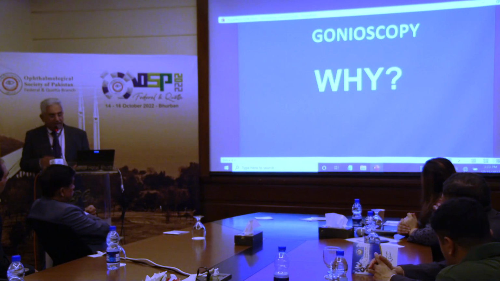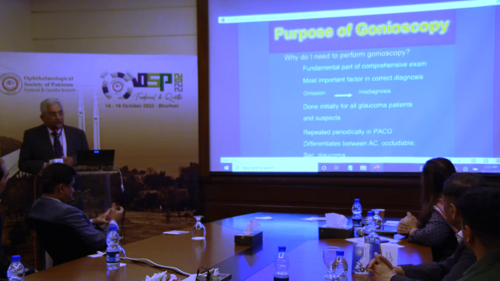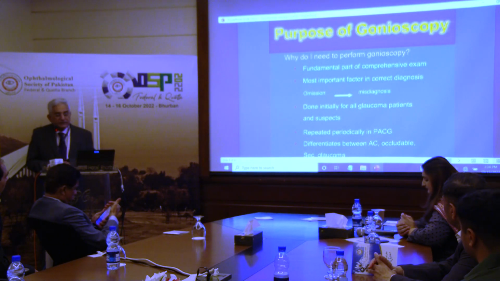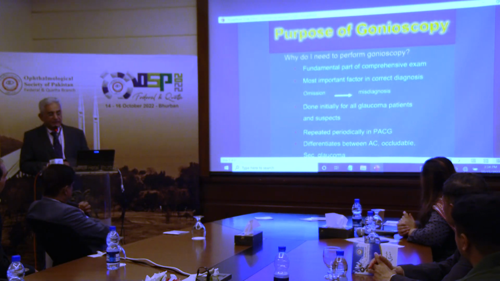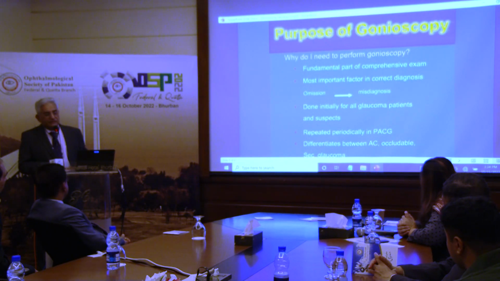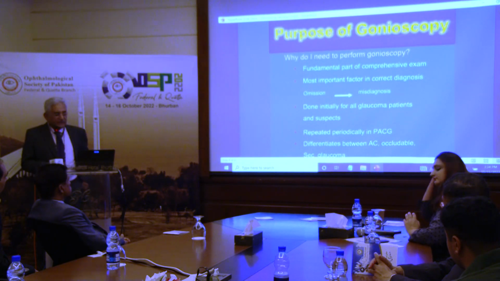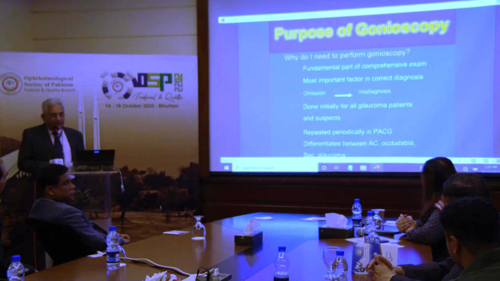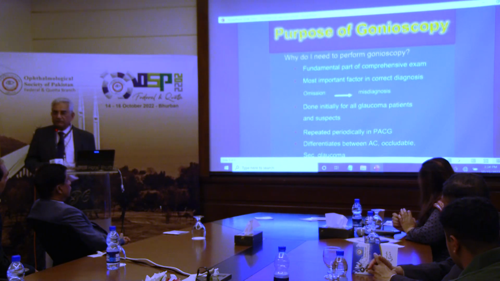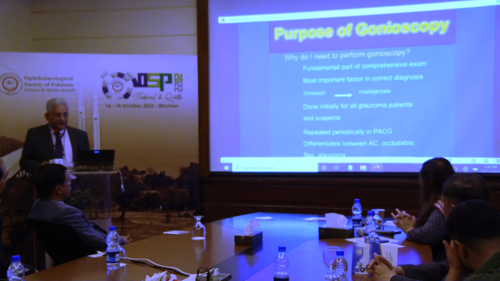And why should we do it anyway? It's a fundamental part of any, at least if not ophthalmological examination, at least of a glaucoma suspect or glaucoma patient. The most common factor in incorrect diagnosis is omission of gonioscopy, and then misdiagnosis is done. It should be done initially for all glaucoma patients and suspects, and repeated periodically. It doesn't mean that once you've done it, it's done for good. No. It should be done periodically, maybe in 6 months, maybe in a year.